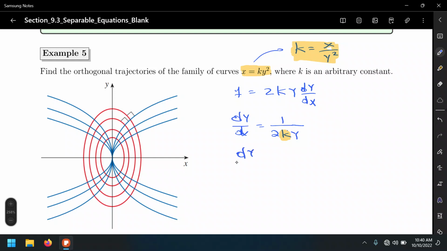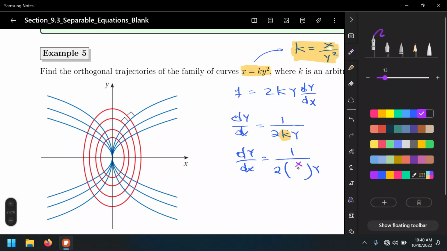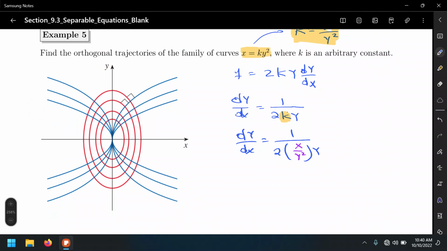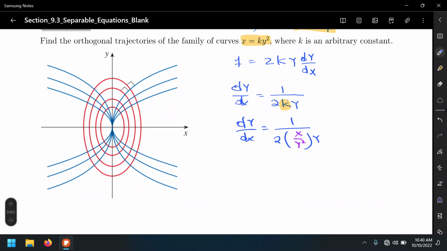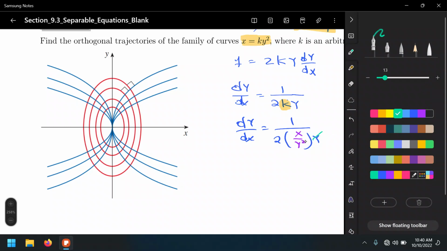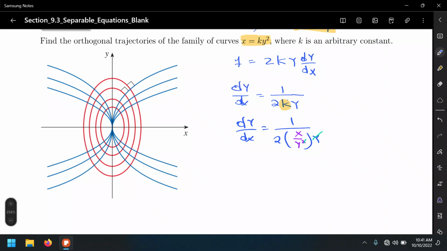So dy dx equals 1 over 2 times y, and that quantity x over y squared. All right. And I'll explain in a second what we are doing here. In the meantime, let's simplify. y over y squared cancels one power of y, and that's going to leave us with dy dx equals 1 over 2x over y.